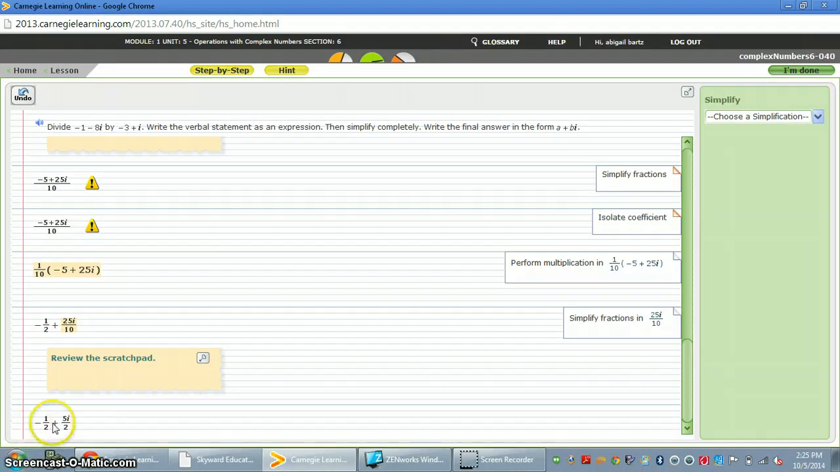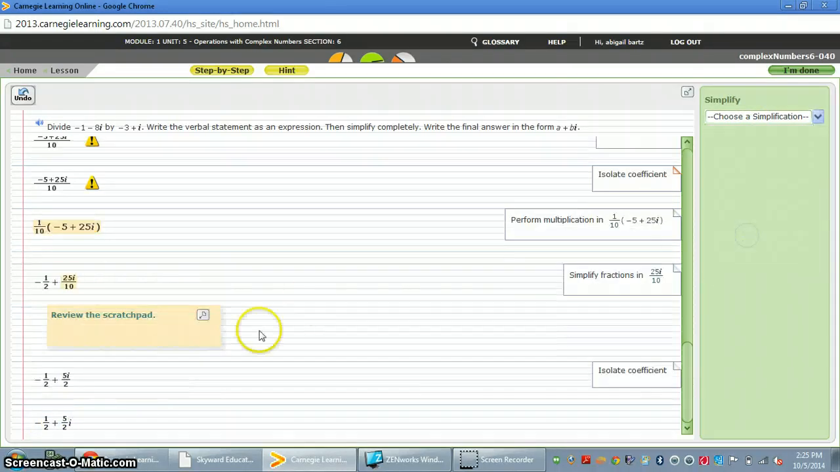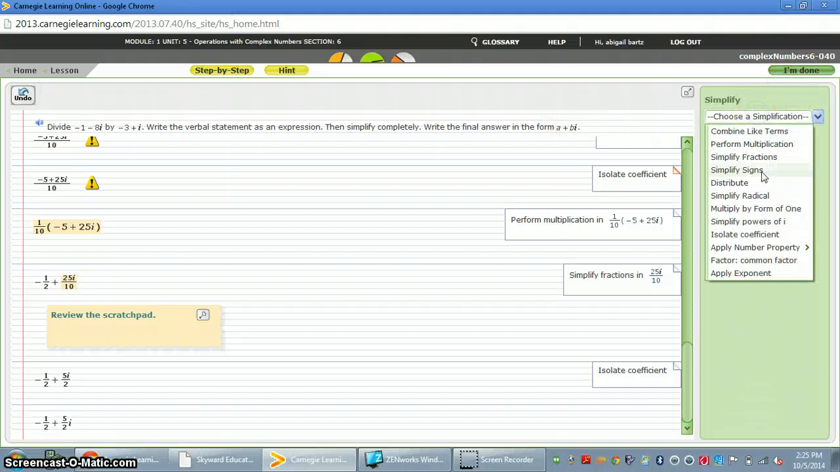Oh, the other thing that it likes, sorry, it doesn't like the i as part of the fraction. So again, I'm going to have to go over here, and you have to isolate the coefficient. Now you're done. They really want the number and the i separated. And again, that was the choice of isolate the coefficient.